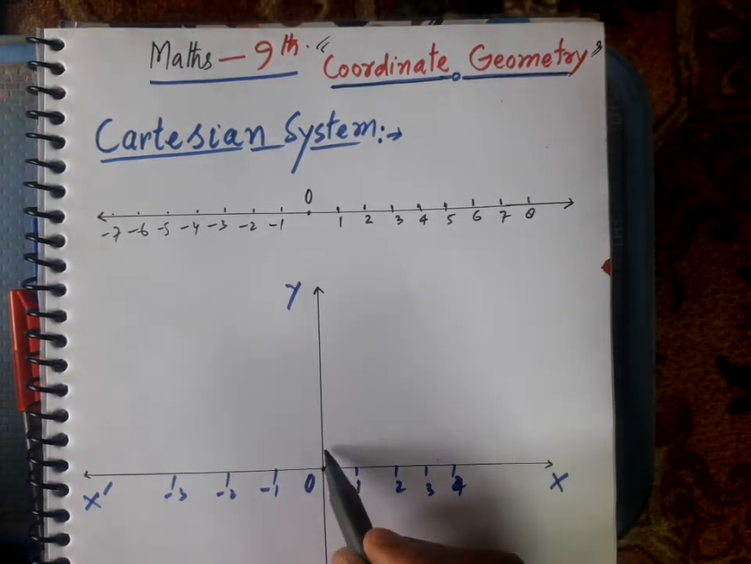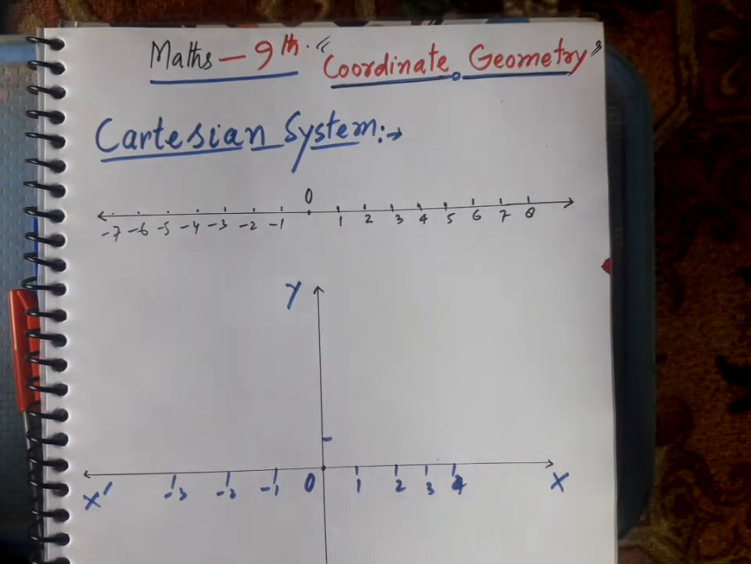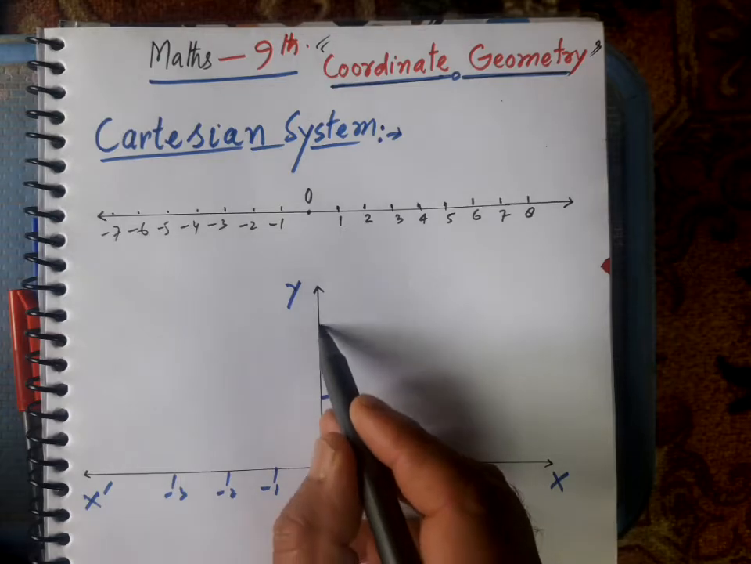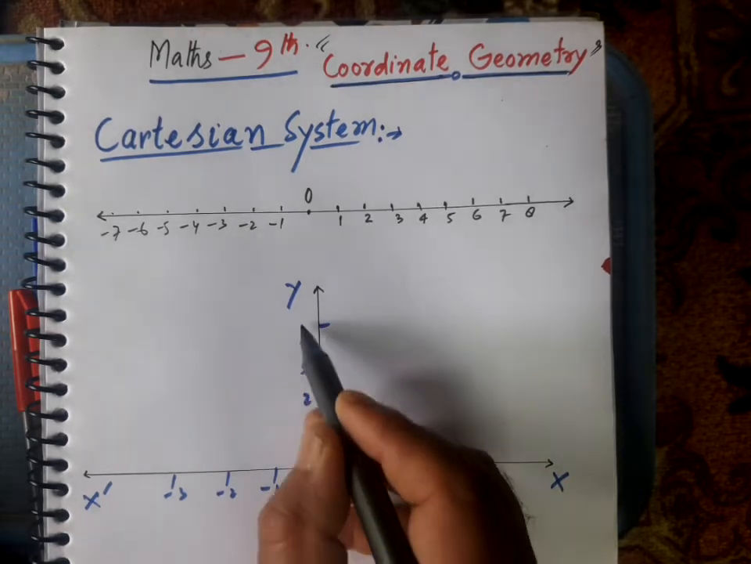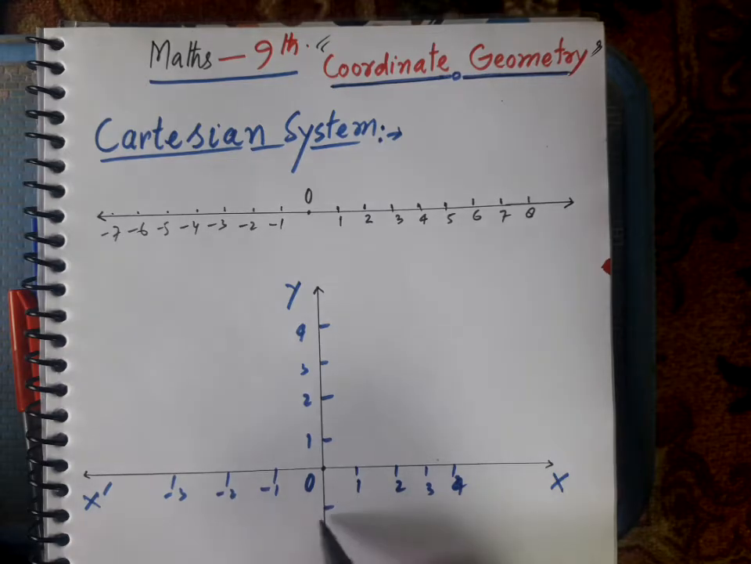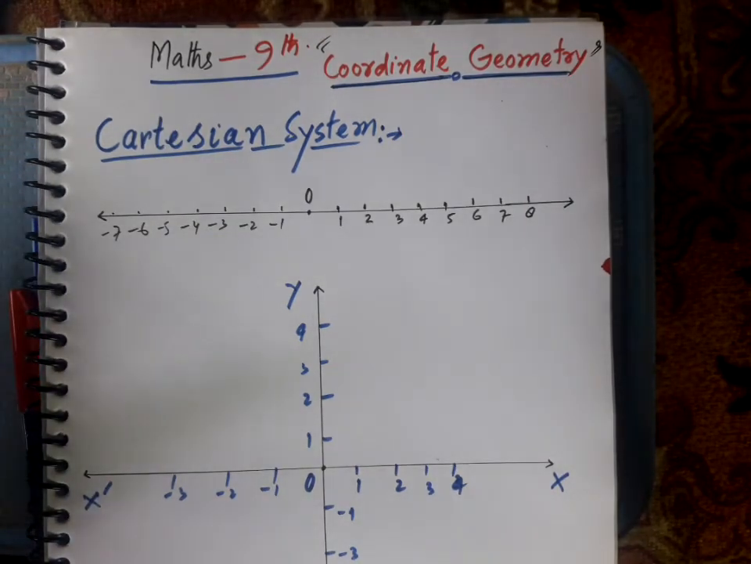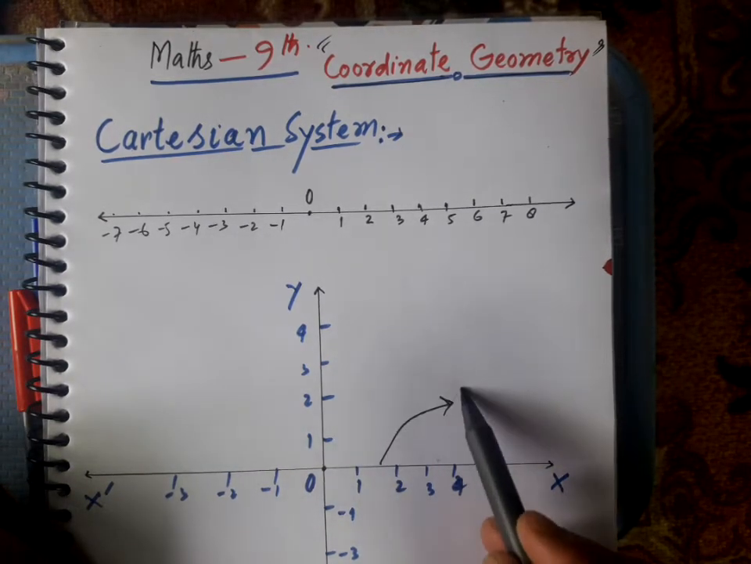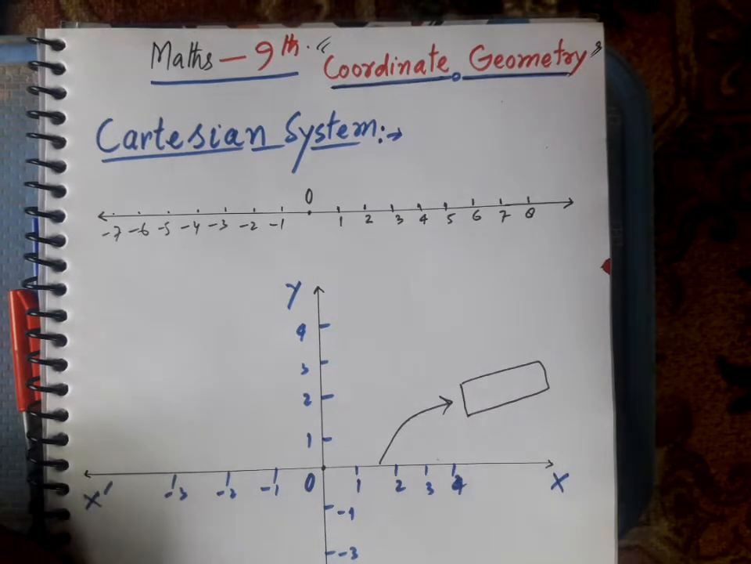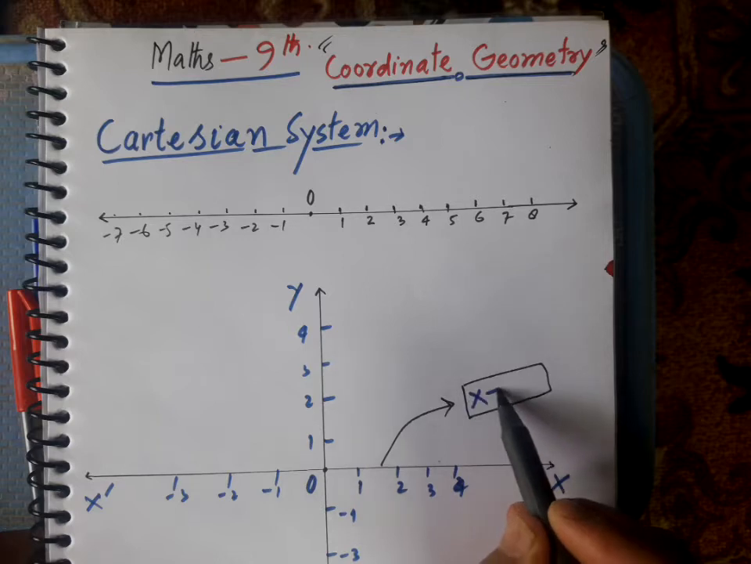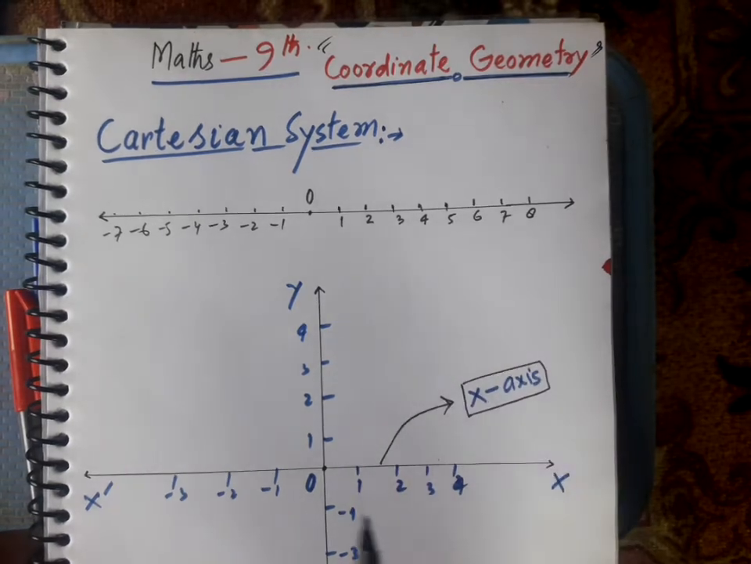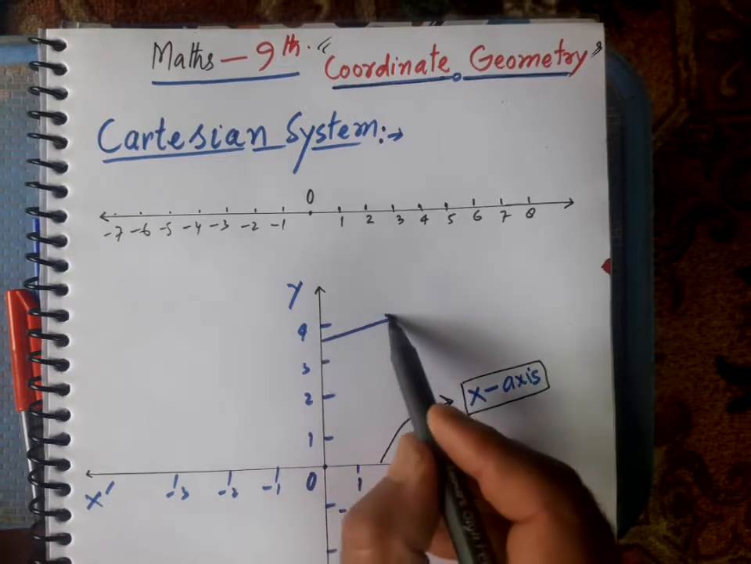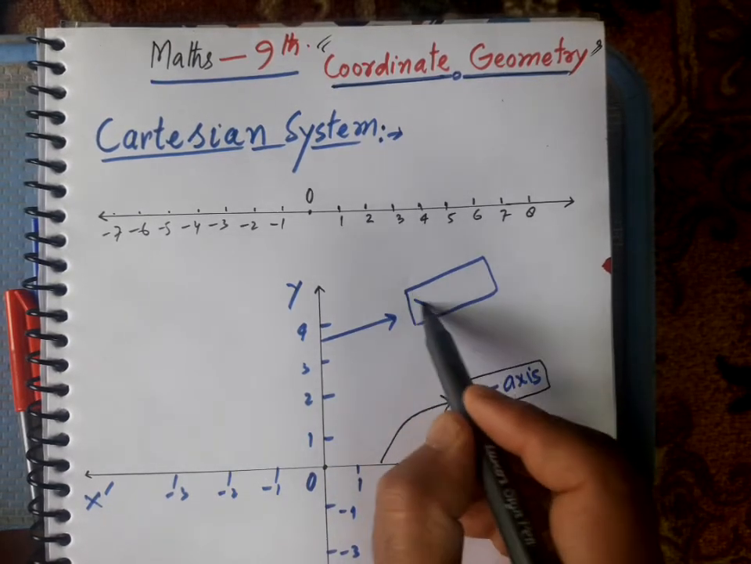It has positive distances in the upward direction, that is 1, 2, 3, 4 are the positive points on it, and in the downward direction it has negative distances, -4, -5. So in this way these are two lines, one a horizontal line and the other a vertical line. This horizontal line we call the x-axis, and this vertical line is called the y-axis.